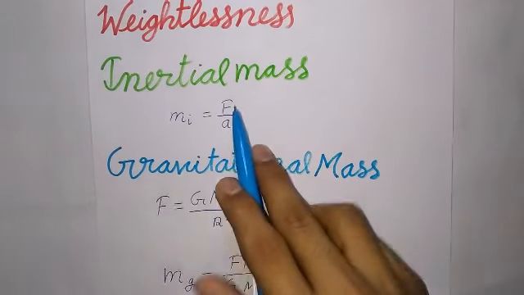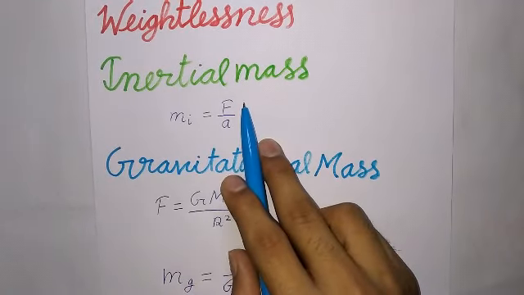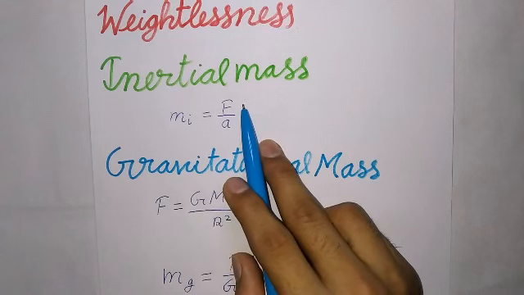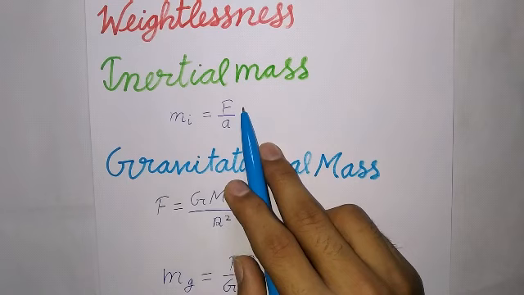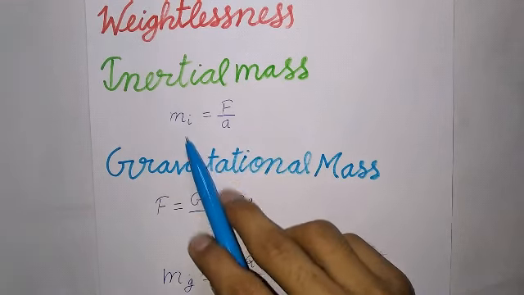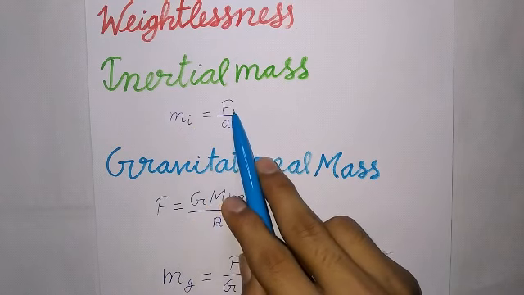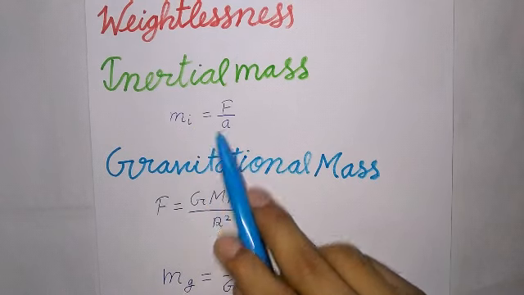Next is inertial mass. The mass of a body which measures its inertia, and which is given by the ratio of the external force applied on it to the acceleration produced in it along a smooth horizontal surface, is called inertial mass. The formula for inertial mass will be equal to applied force upon acceleration produced.